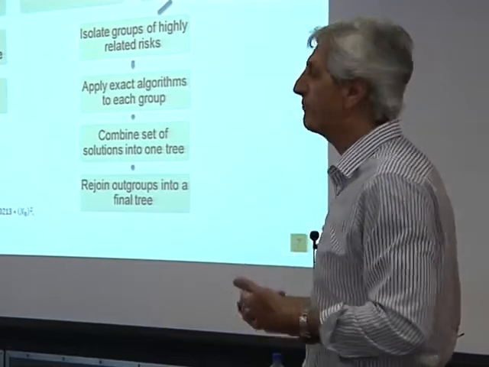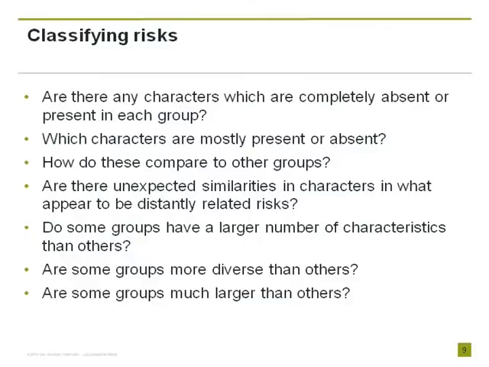So we have a process here for doing it. When we've got a tree, there are two things we're looking for: one, how do we classify these risks, and also how do we then start interpreting the trees. We'll have a look at a tree in a second. And sorry, I just need to go back.